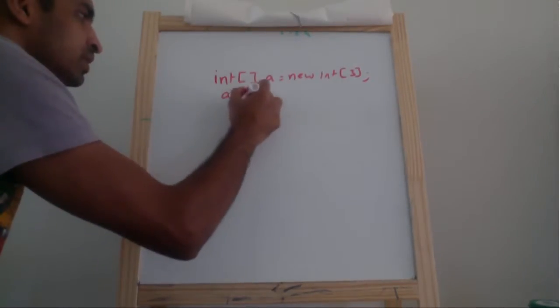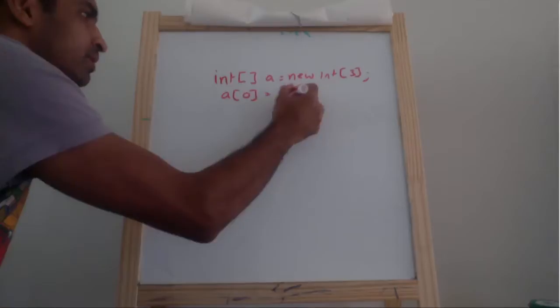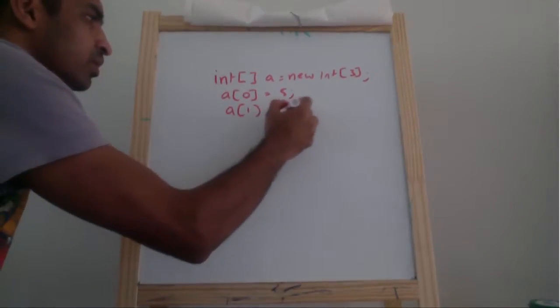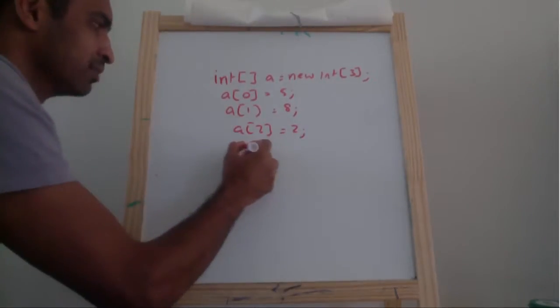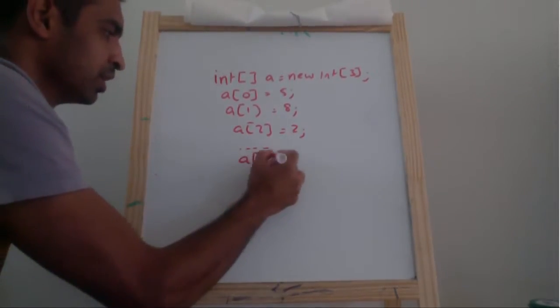and once the 3 items are populated, I cannot add any more item. I cannot add a 4th item.